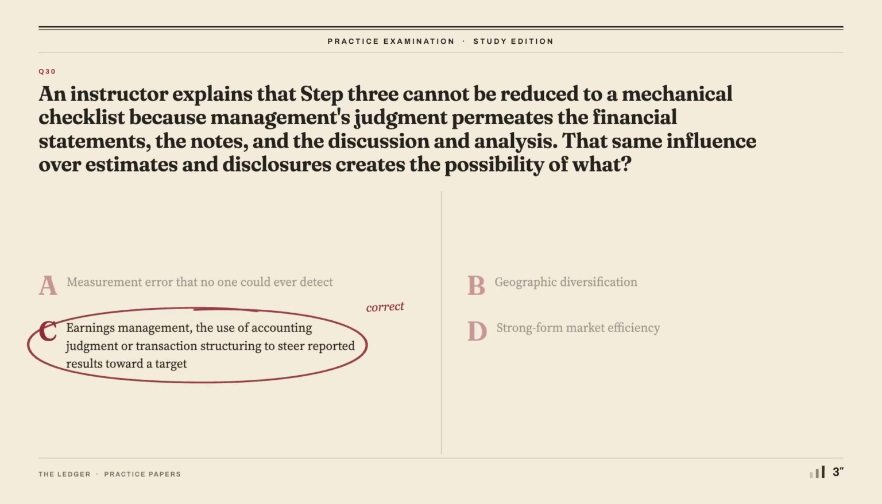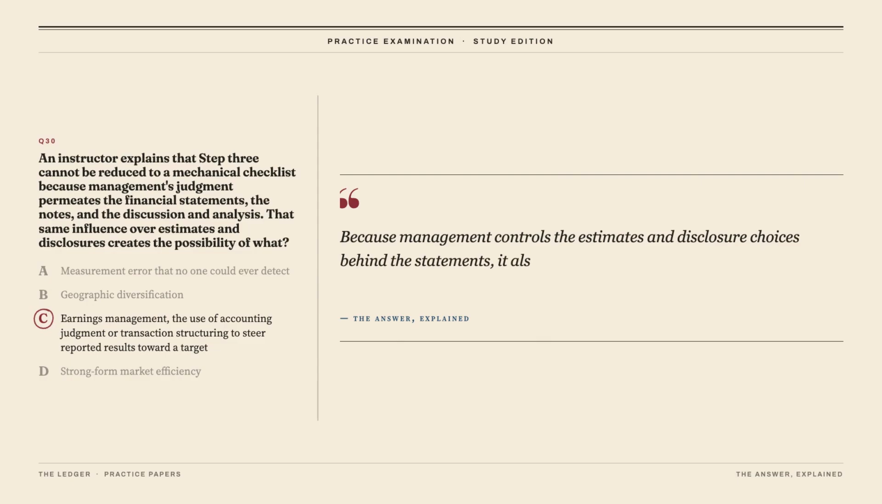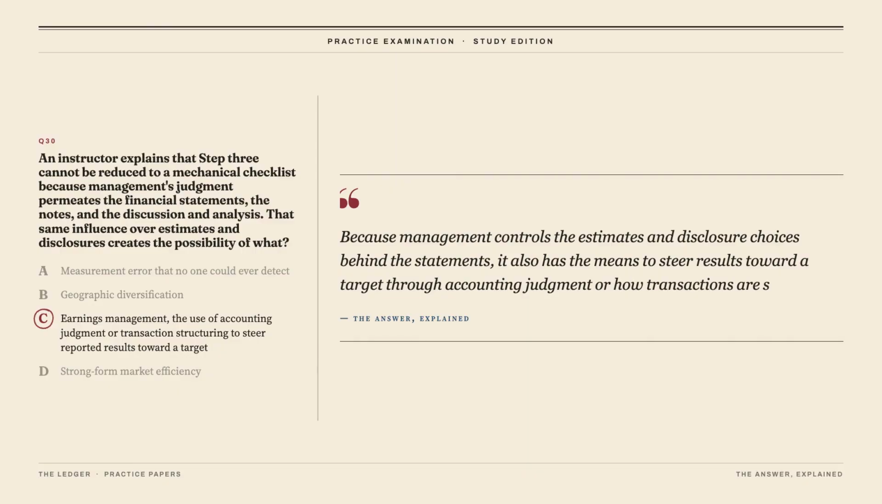The correct answer is C. Earnings management, the use of accounting judgment or transaction structuring to steer reported results toward a target. C is correct because management controls the estimates and disclosure choices behind the statements. It also has the means to steer results toward a target through accounting judgment or how transactions are structured. That deliberate steering is earnings management, which is exactly why step 3 demands active skepticism rather than a checklist.